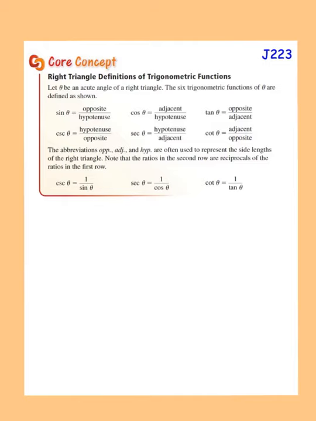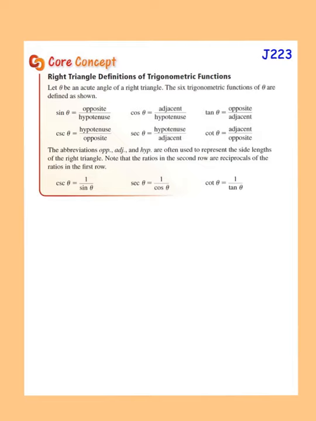So this is a slide of a core concept which really comes from the vocabulary words that you have read on the previous page. Right triangle definitions of trigonometric functions. Let theta be an acute angle of a right triangle. The 6 trigonometric functions of theta are defined as shown. Sine theta is the opposite side divided by the hypotenuse. Cosine theta is the adjacent side divided by the hypotenuse. Tangent theta is the opposite side divided by the adjacent side.